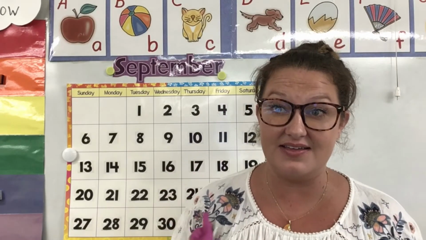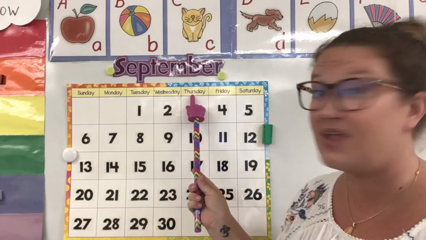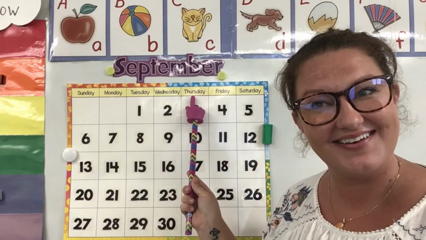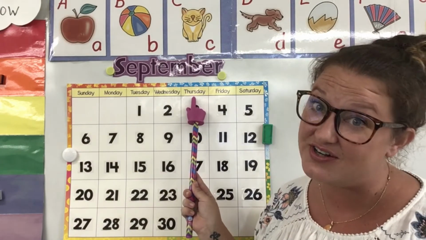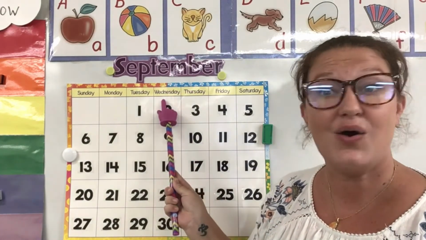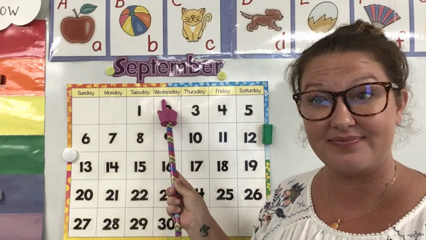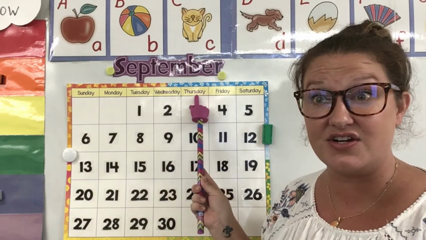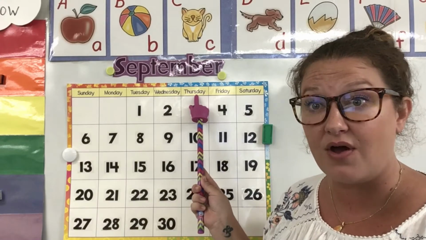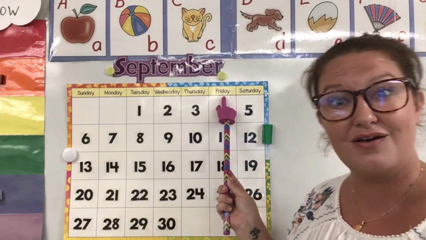Today is Thursday, which means that yesterday was Wednesday. And if today is Thursday, that would mean tomorrow is Friday.